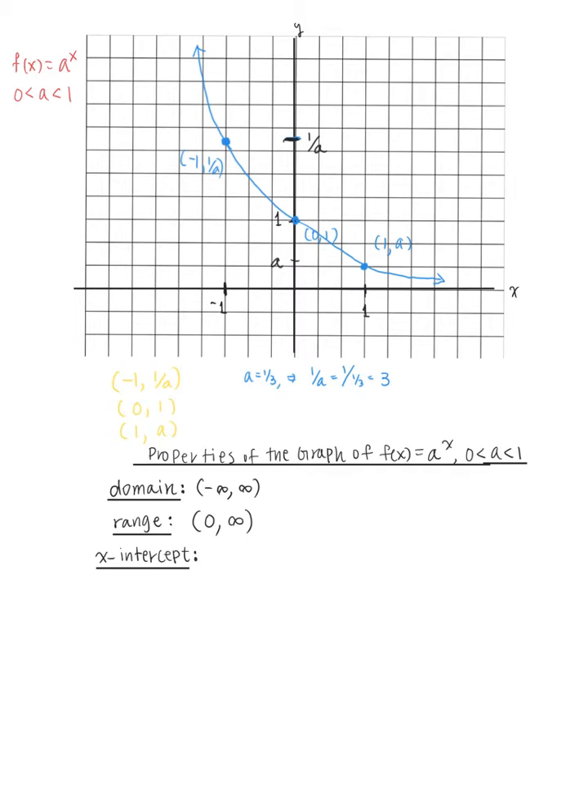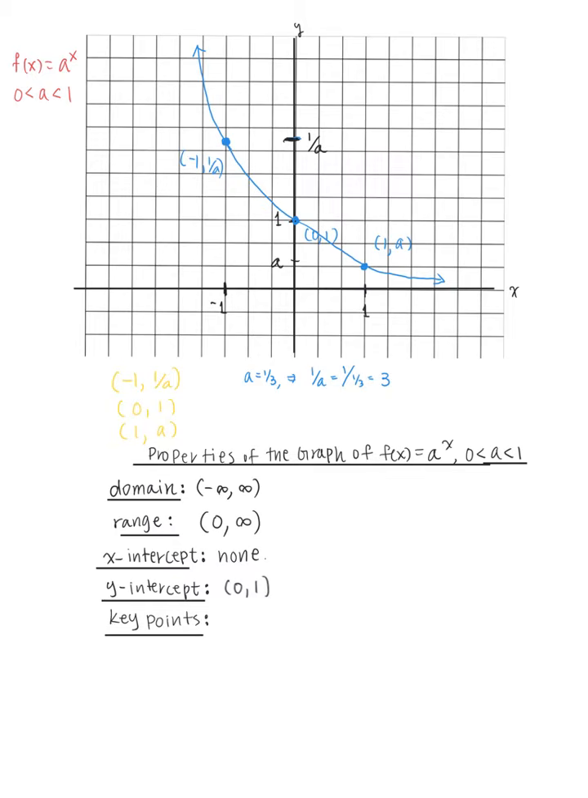Now let's go with the x-intercept. Is the graph ever going to cross that x-axis or touch the x-axis? Nope. So there is no x-intercept. So I'm just going to write it as none. Next, the y-intercept. Where does the graph touch or cross that y-axis? Well, again, when y equals 1. So our y-intercept is (0, 1).